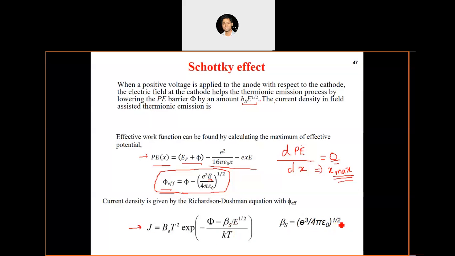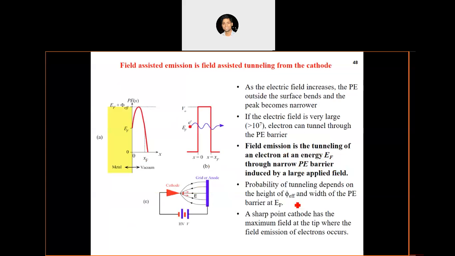The value you can see here, right? So the current density from the Schottky effect, that we can get by applying the Richard Dushman equation with effective work function. That's what I was just explaining. As the electric field increases, the potential energy outside the surface bends and the peak becomes narrower. First of all, this phi effective will become lower and lower, as well as the width of the peak. The width of the peak will also reduce.